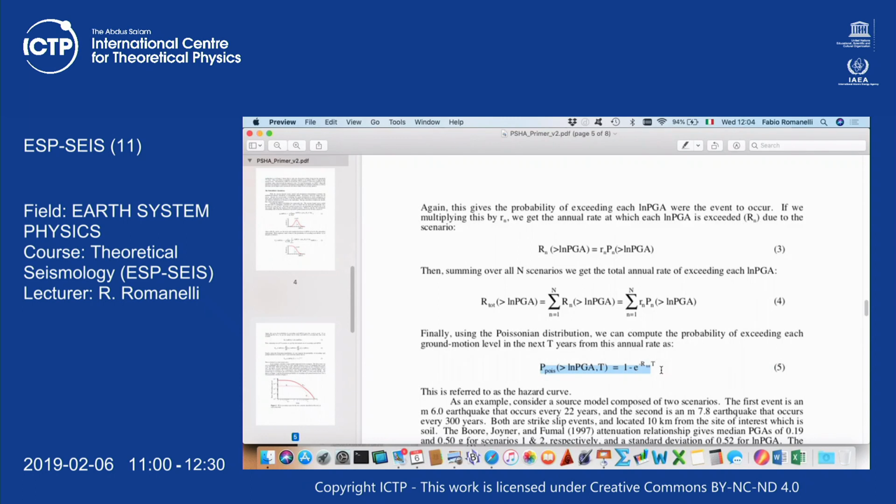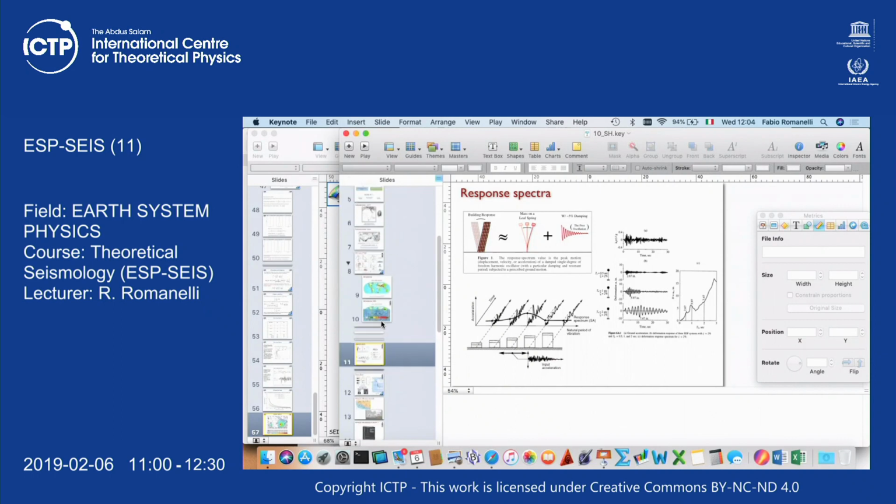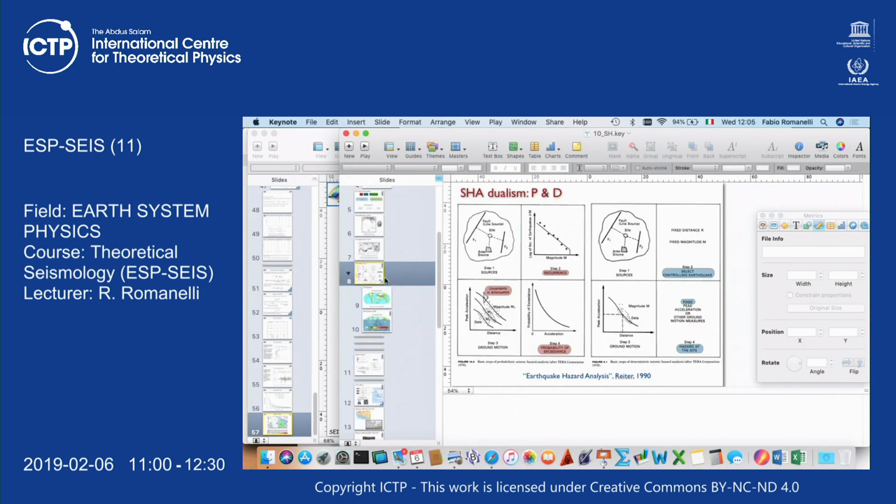Okay. The output is called hazard curve. Still, we have to make the last two steps. So what we have done until now is the following. We have decided the sources. We assume distances and magnitudes, and we have gone there. We have gone here, okay?